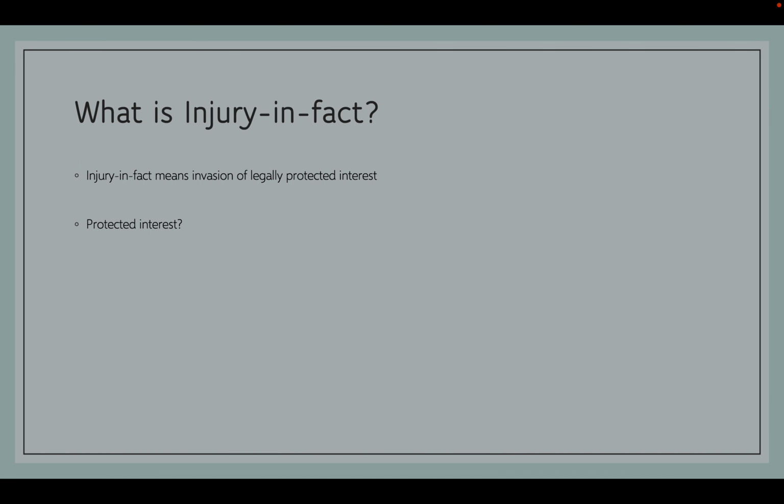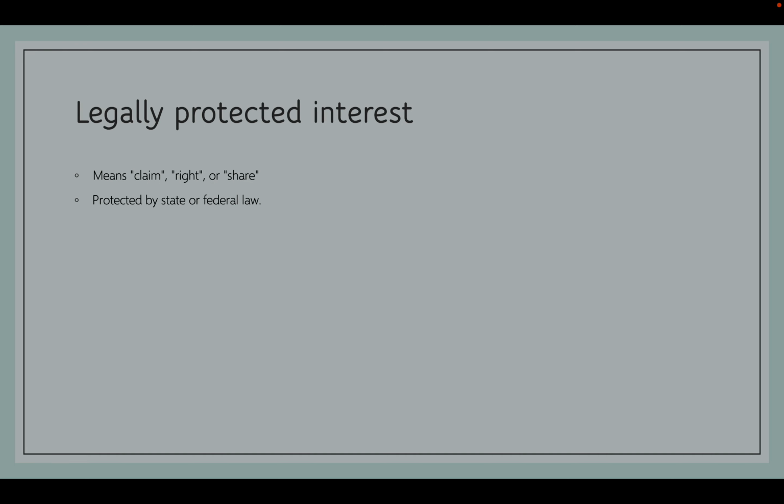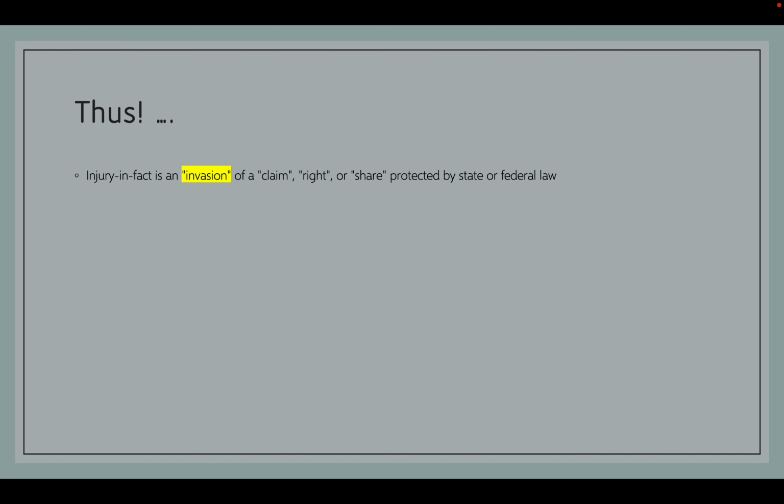All right, first things first, what is injury in fact? Injury in fact means the invasion of a legally protected interest. What is a protected interest? A legally protected interest means a claim, right, or share, and this claim, right, or share is protected by state and federal law. Thus, injury in fact is an invasion of a claim, right, or share protected by state or federal law.